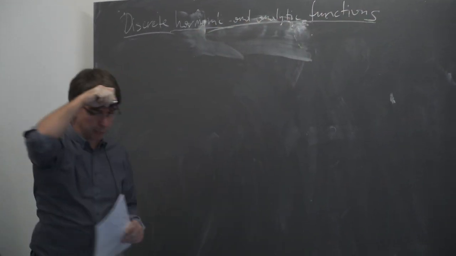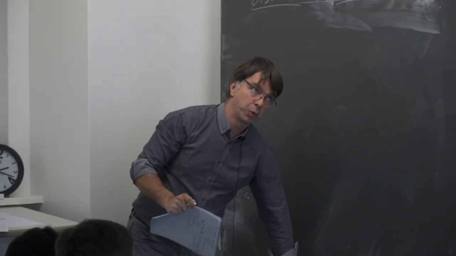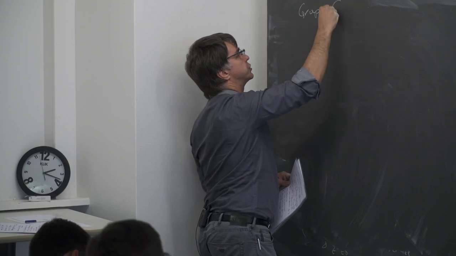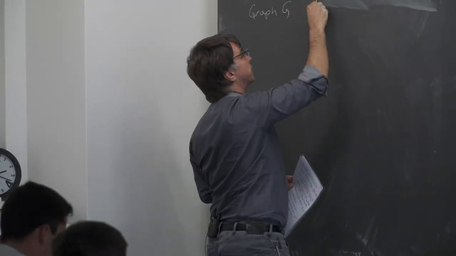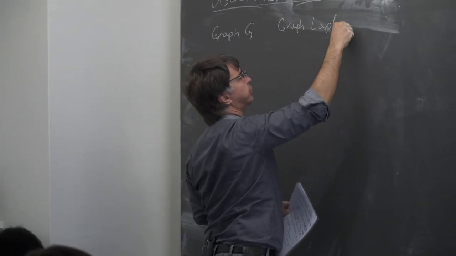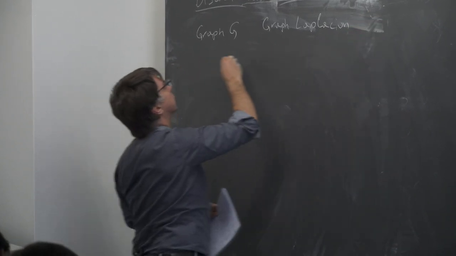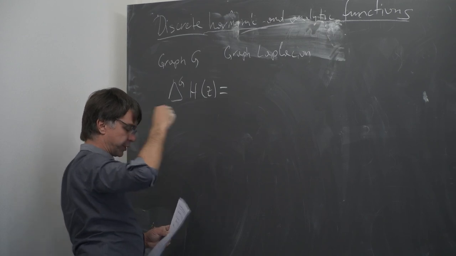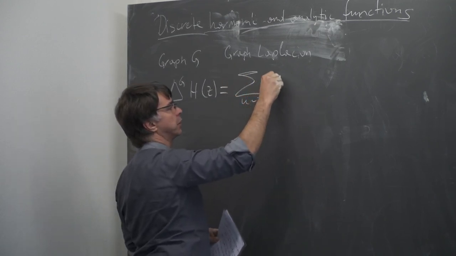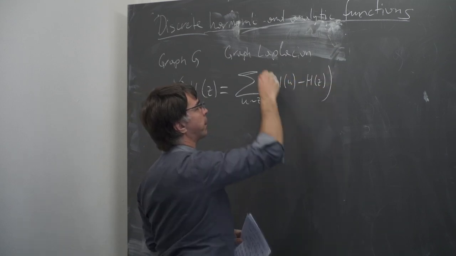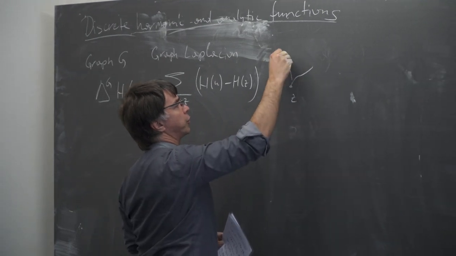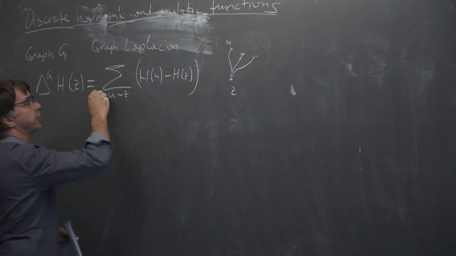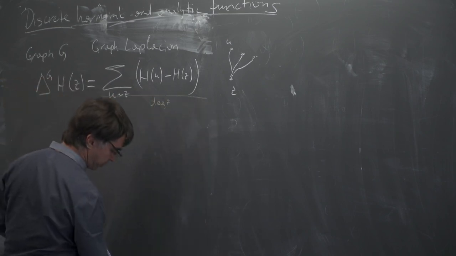Now, discrete harmonic functions are a very widely known object. If you have a graph G, you define the graph Laplacian, Delta_G of a function h at some vertex z. Usually people just write it as the sum over u adjacent to z of h of u minus h of z. So it's the point z, you take all the u's which are neighbors of it and you sum over them. Sometimes you divide by the degree of z, sometimes people don't divide by the degree of z.